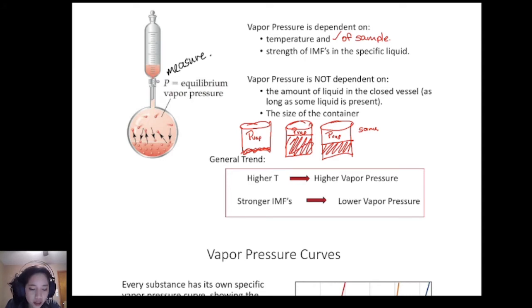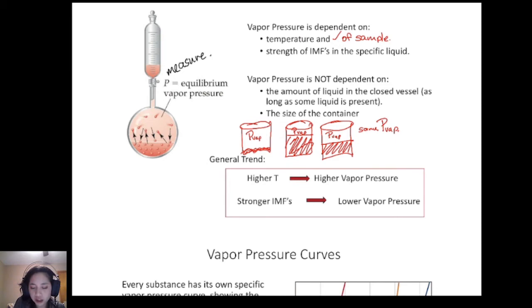Because all of the volumes of the headspace are different, the amount of molecules will be different. So if you used PV equals nRT here, P will be the same. But because volume is different here, the number of moles, the number of molecules above in this headspace, will be different for all of them. But P vape will be the same for all of them. And then the same goes even for the size of the container.